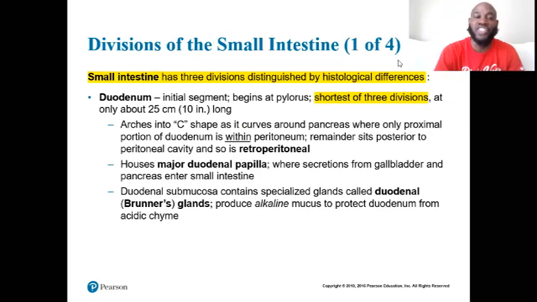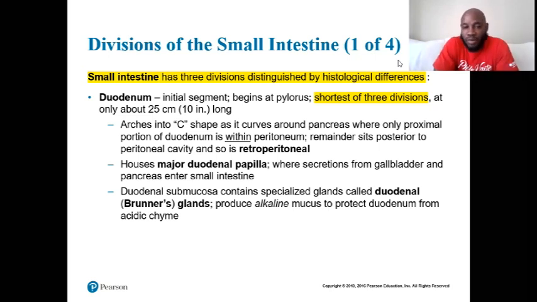All right, so divisions of your small intestines, we break it up into 3 different major divisions. And they have different histological differences, remember histology, study of tissues, different tissue differences, right? That's how it's not necessarily just the location, but it's also differences in tissue, right? But location is the easiest way that we recognize it: the beginning, the center, and the end.